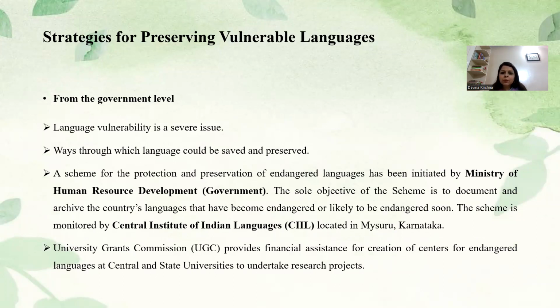Now, what are the strategies for preserving vulnerable languages? From the governmental level, okay, since this is a very important, crucial issue, there are ways through which language could be saved and preserved.